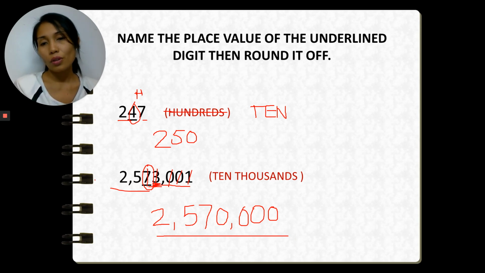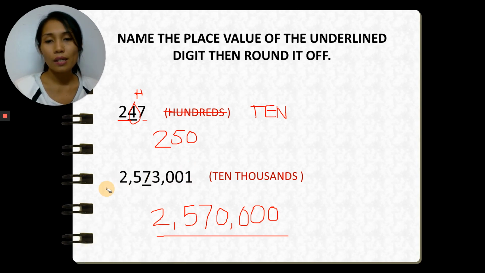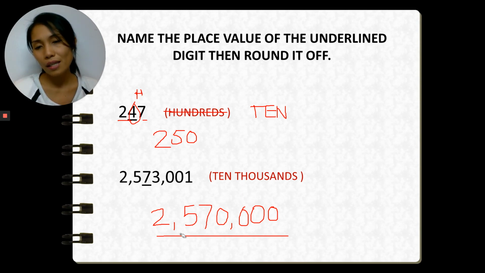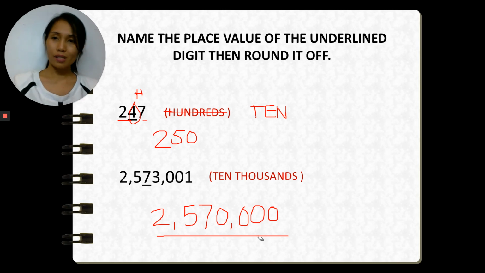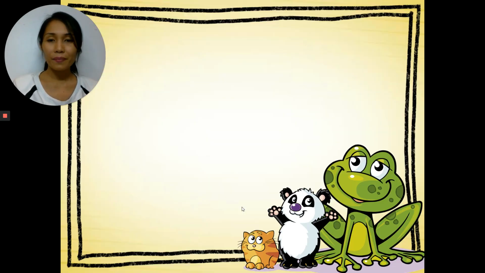2,570,000. So the given number was rounded to the nearest 10,000, no, rounded down to the nearest 10,000s, and that is 2,570,000. All right. Isn't it easy?